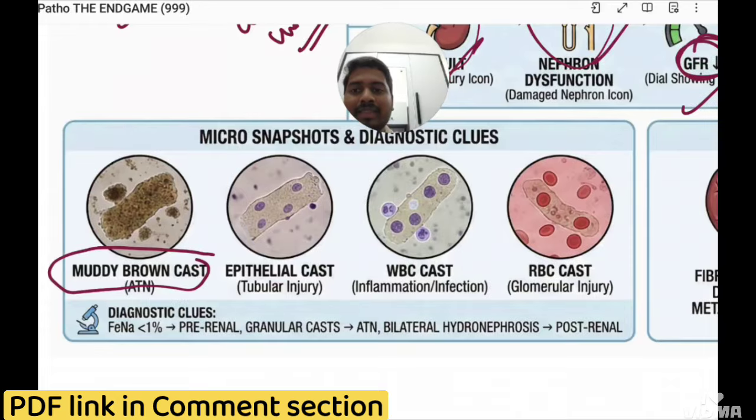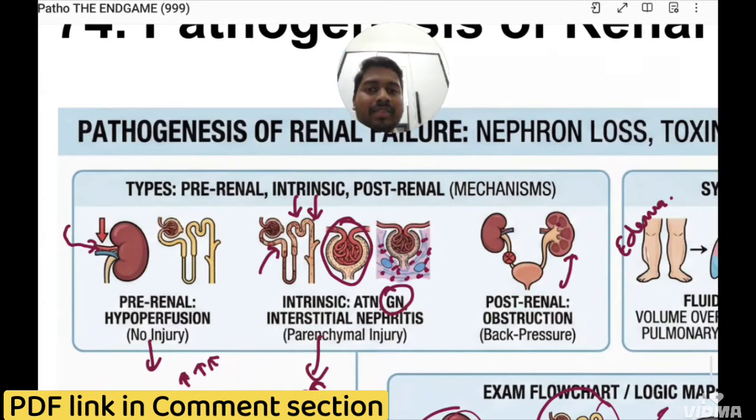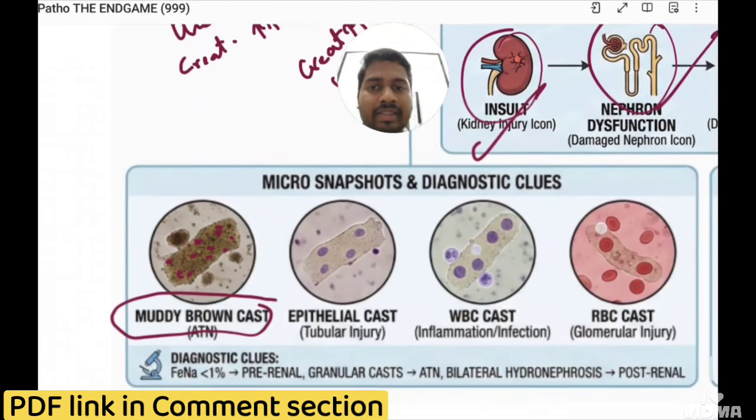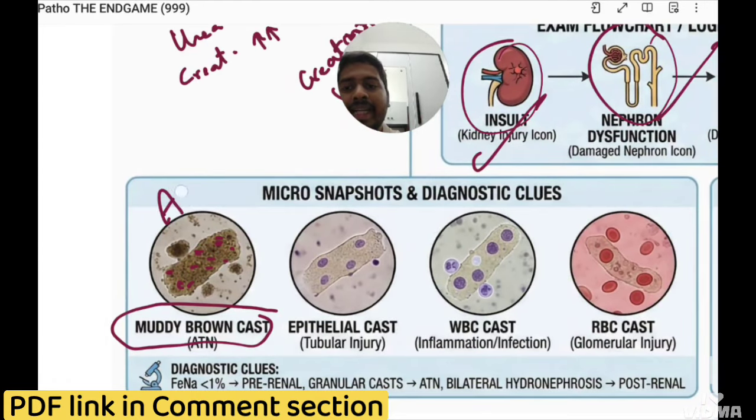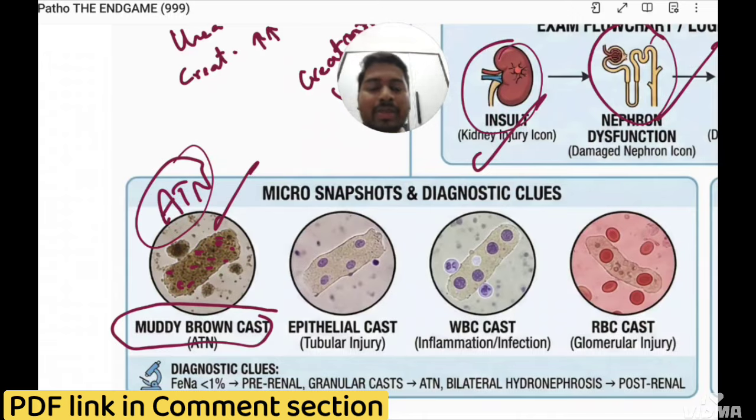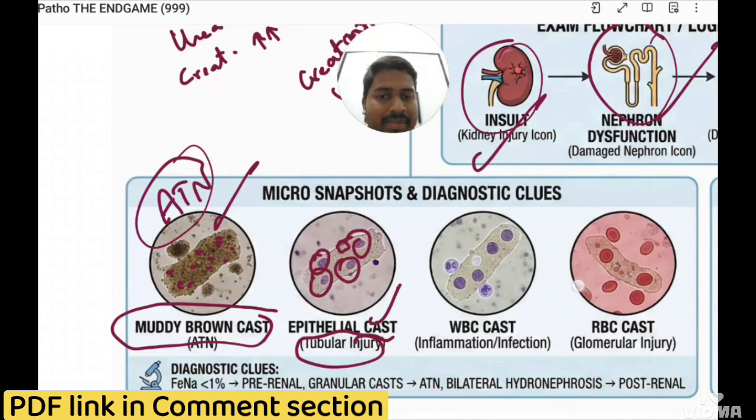A few important microscopy findings that you should know from a pathology point of view. One is muddy brown cast. You are seeing muddy and everything is brown. So brown you had seen somewhere else also, you had seen here, right? What was this image? This was direct injury to the tubules, that is nothing but ATN, acute tubular necrosis. So in acute tubular necrosis you will see brown color muddy cast. Now epithelial cast means these are epithelial cells, so there is some epithelial injury, tubular injury. So tubular injury causes epithelial cast.